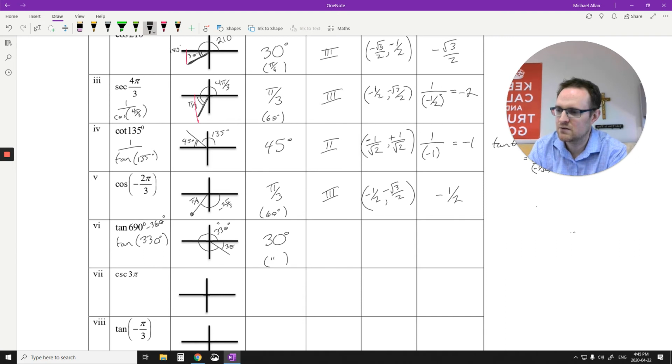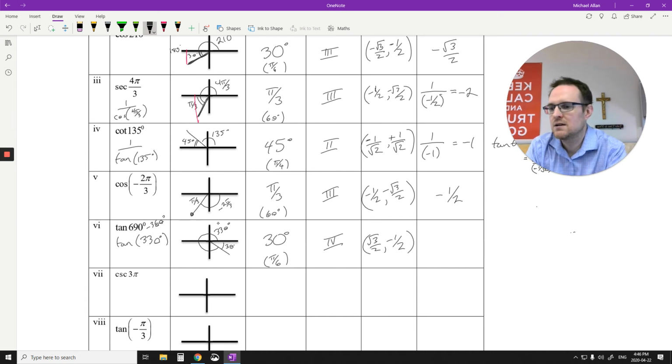You want to put that into, don't see why you'd want to, but into radians. Why not fill that in? Okay. Quadrant 4, 30 degrees, which means my y value is the smaller number. It's also negative because it's going downwards. X value is root 3 over 2. Awesome. And we're doing tan.